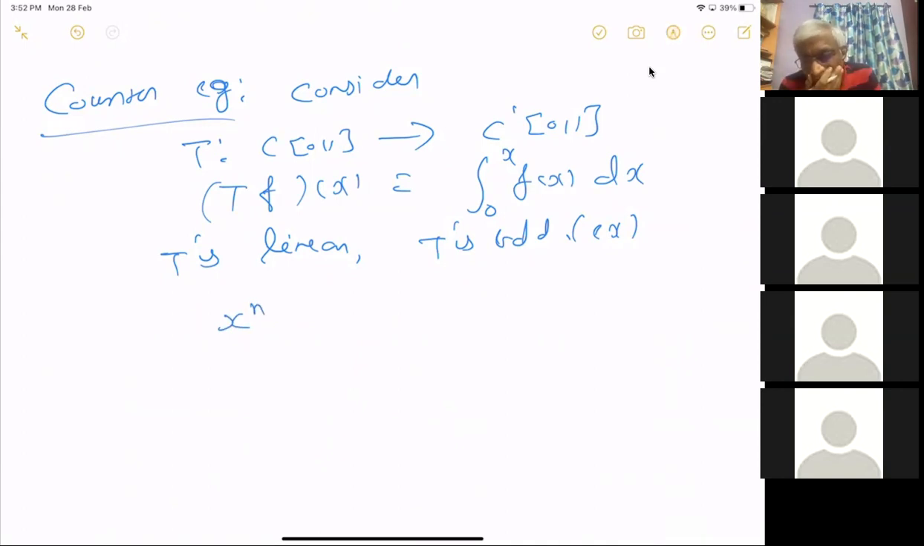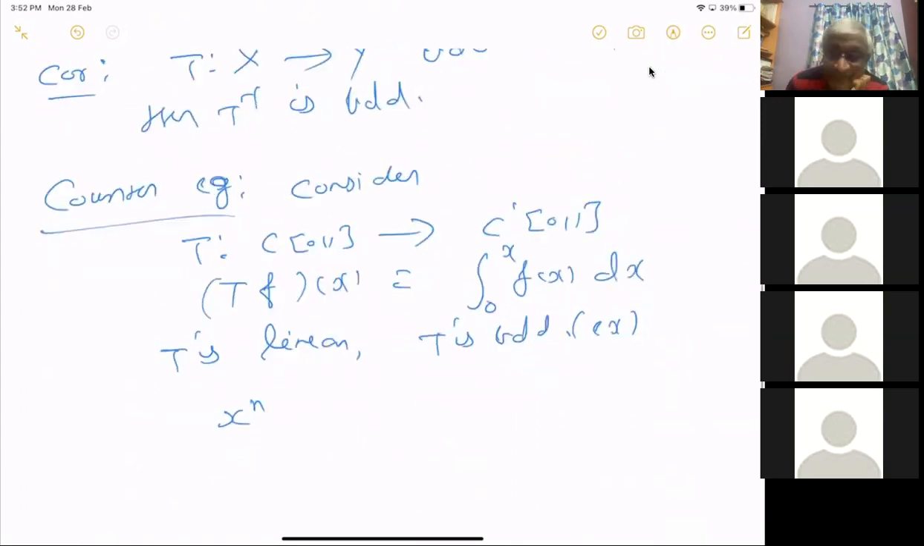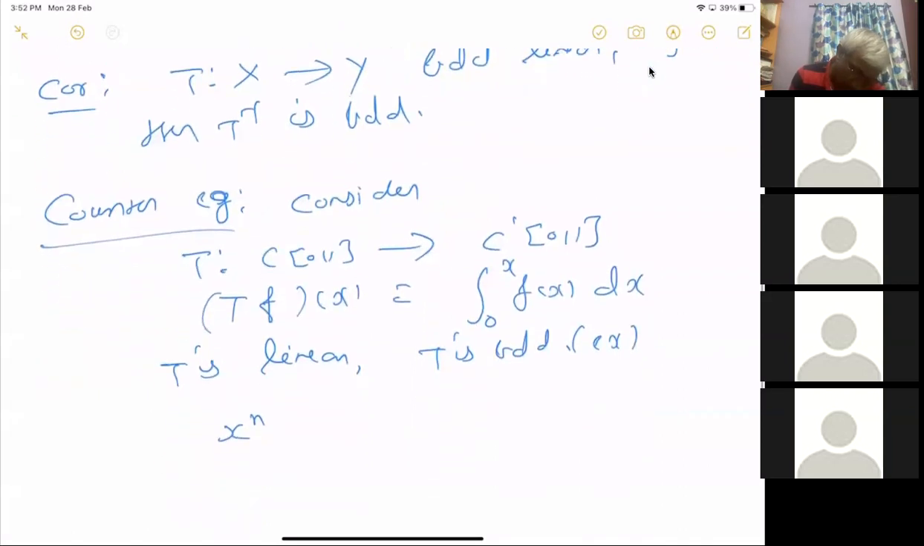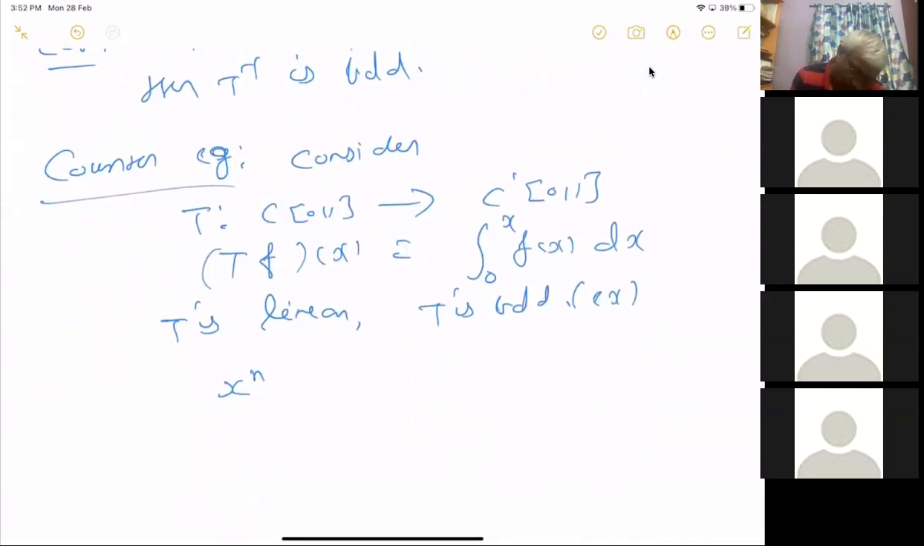Sir, after "bounded", what is written in the bracket? Where? The last line: T is linear, T is bounded. It's clearly bounded. Yeah, exercise. I have said it's an exercise. I orally said it, so you can verify it.